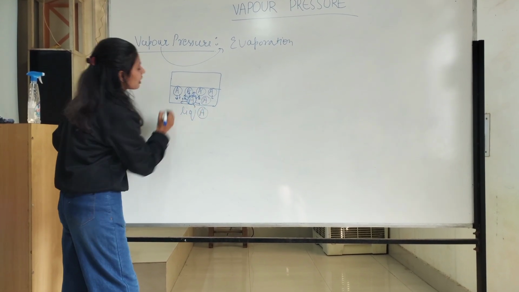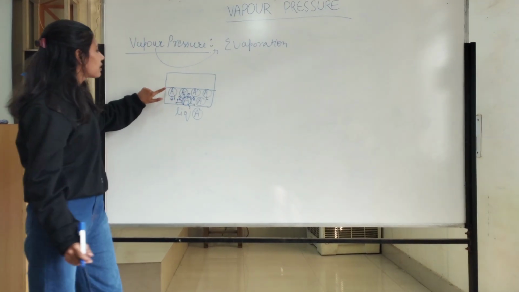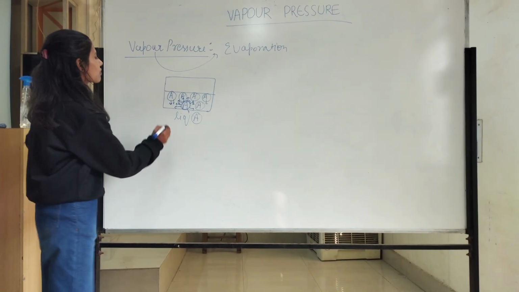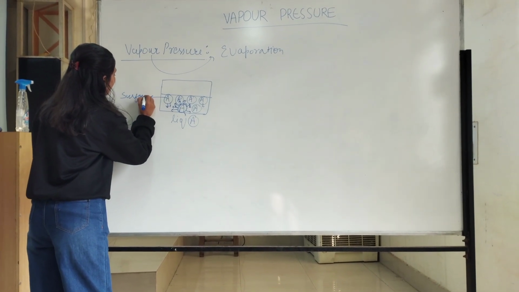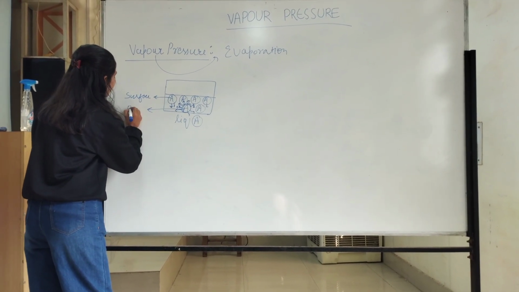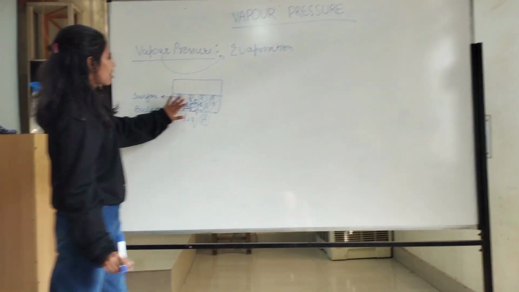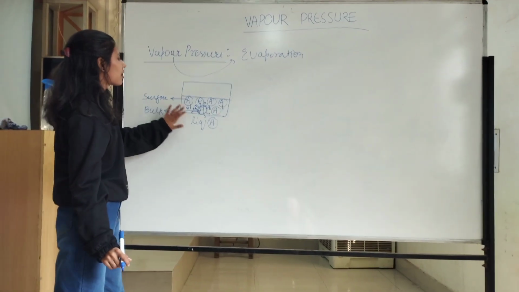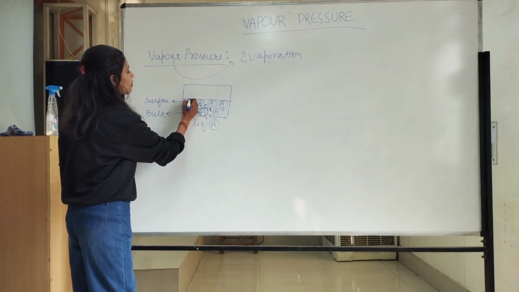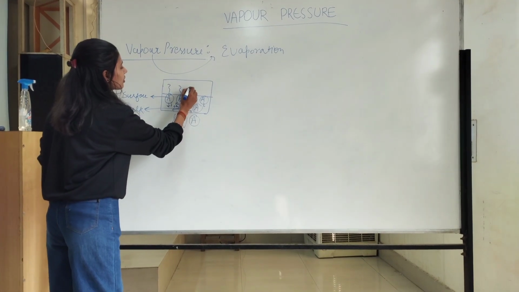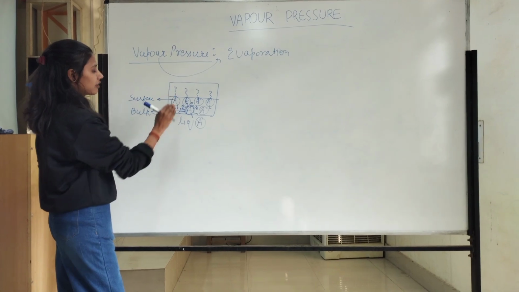What does it mean? It means the bulk molecule will have high force of attraction while the surface molecule have low force of attraction. These are surface molecules and these are bulk. So what we can see, the surface molecule have less force of attraction while the bulk molecule have more force of attraction. So these surface molecules will evaporate first and the bulk molecules will remain in the container.